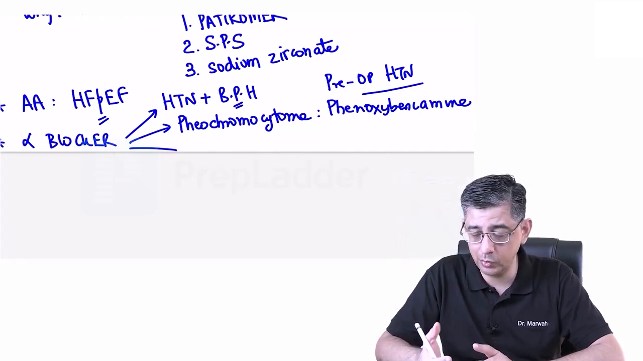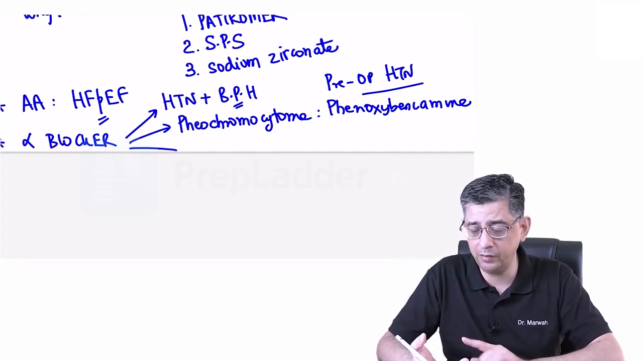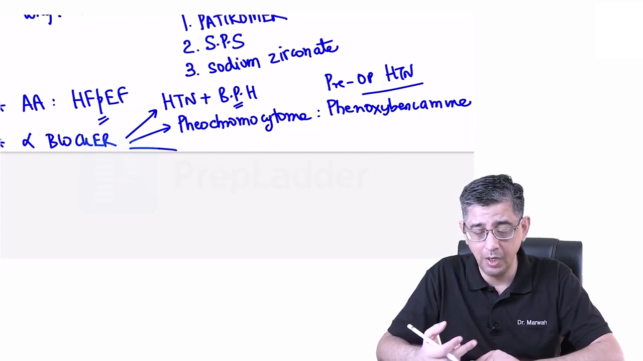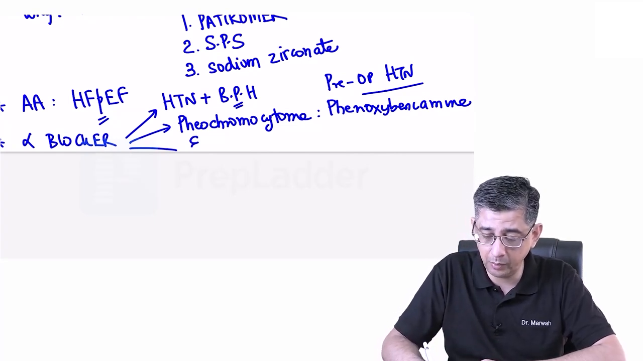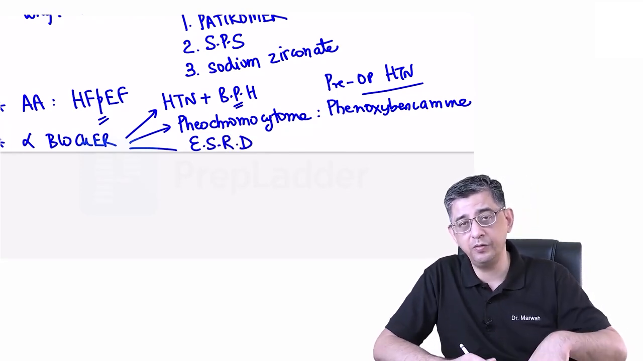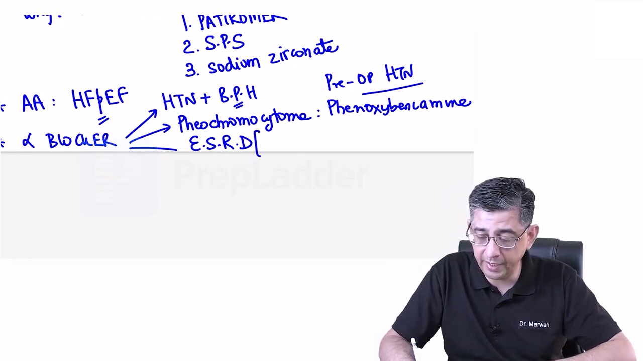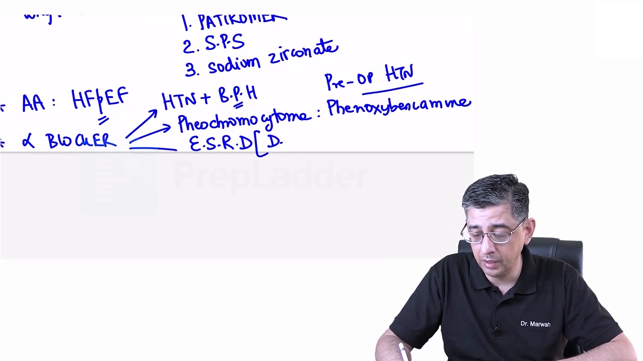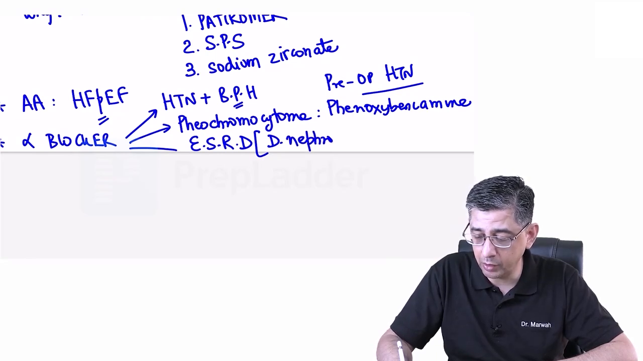Intraoperatively, we definitely can be using nitroprusside, nitroglycerin, and we can be using phentolamine also. But at the moment, I specifically wanted you to remember this for preoperative. And then if a person is having diabetic nephropathy and he lands up in end-stage renal disease, then I definitely can be using alpha blockers in the patient.